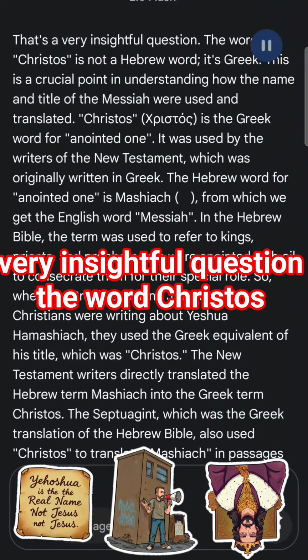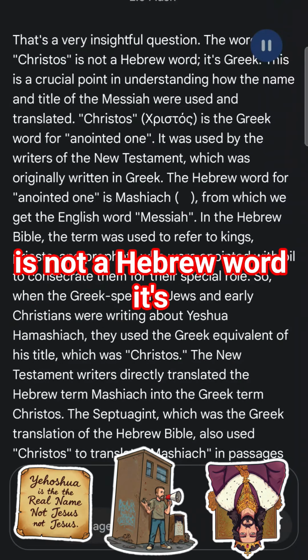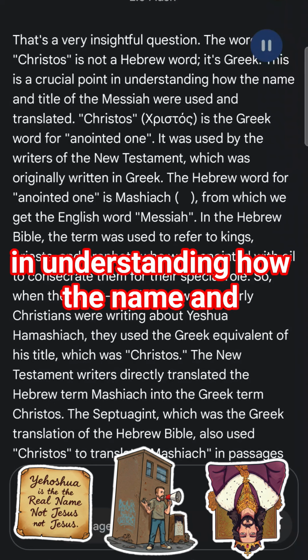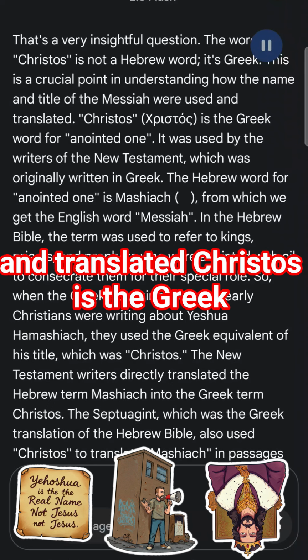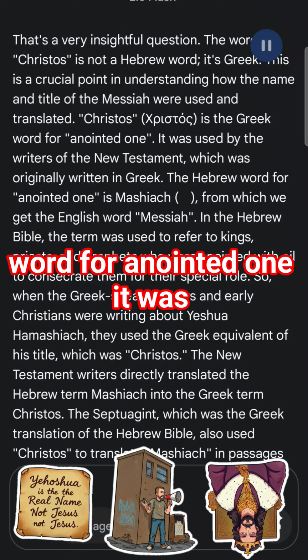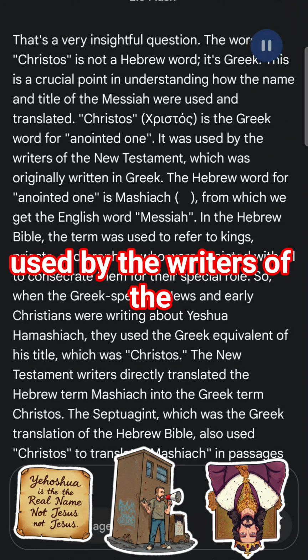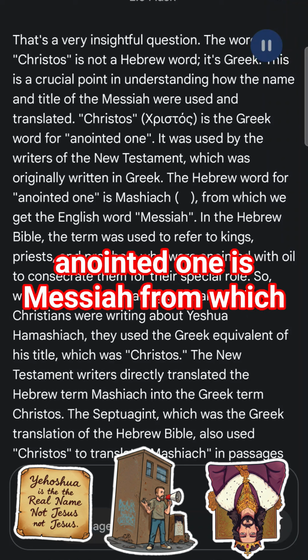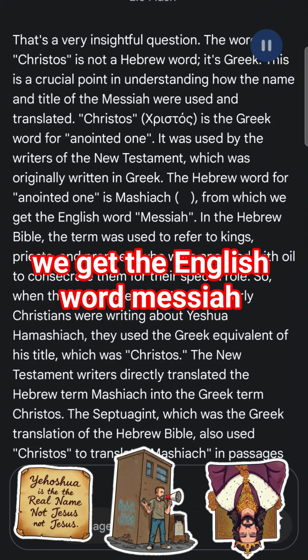That's a very insightful question. The word Christos is not a Hebrew word. It's Greek. This is a crucial point in understanding how the name and title of the Messiah were used and translated. Christos is the Greek word for anointed one. It was used by the writers of the New Testament, which was originally written in Greek. The Hebrew word for anointed one is Mashiach, from which we get the English word Messiah.